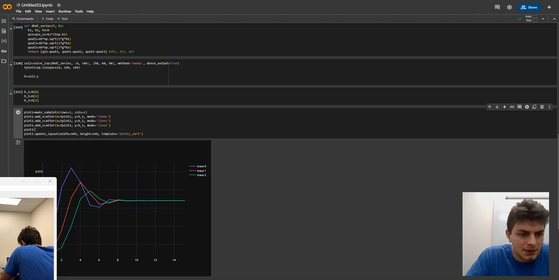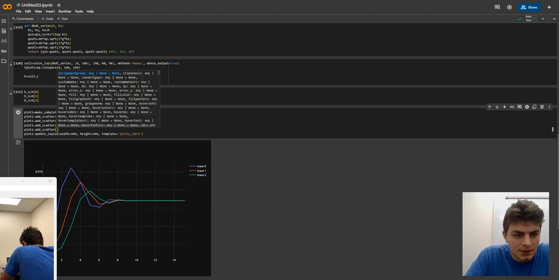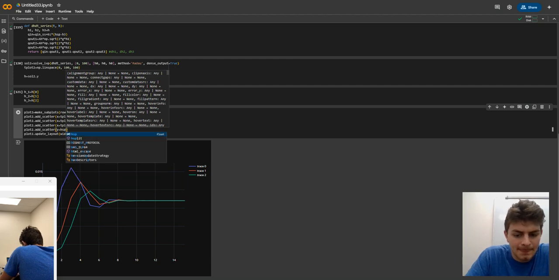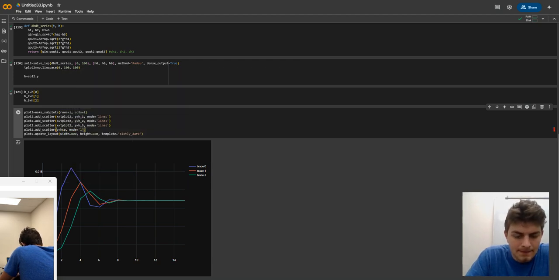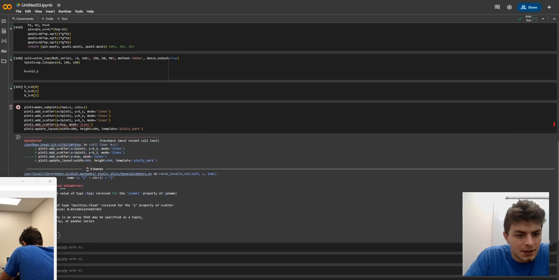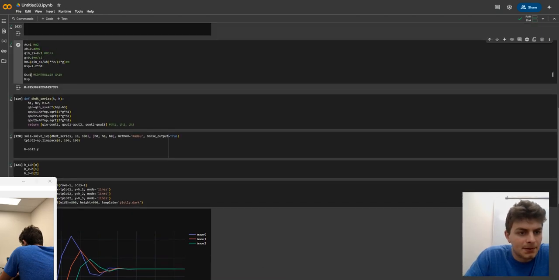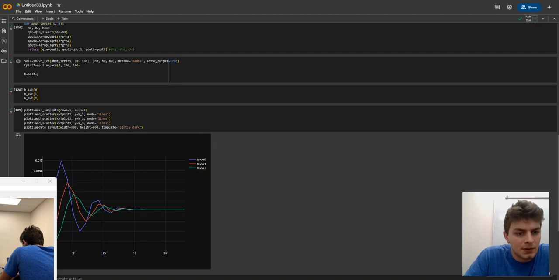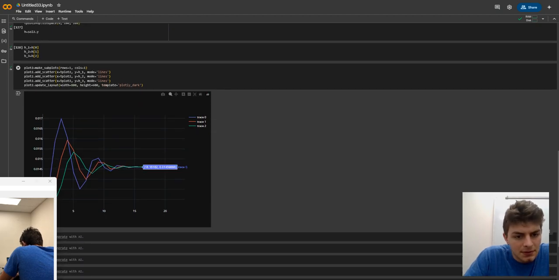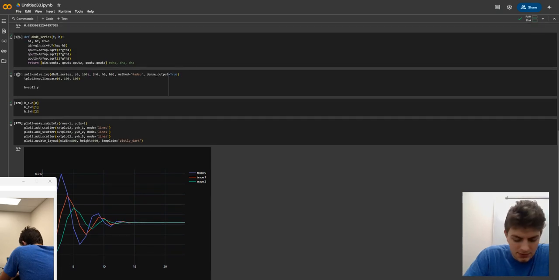Plot 2 dot add scatter, x equals what? Y equals HSP. We can't do that. Okay. That's alright. Alright. Bump it up even more. Alright, now we're getting pretty close here. Even more.